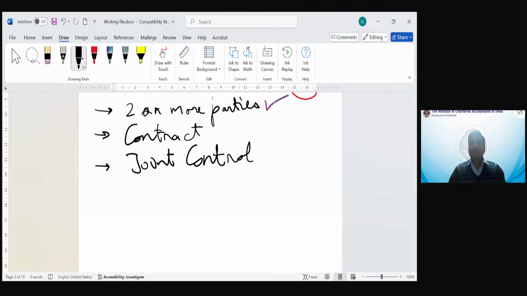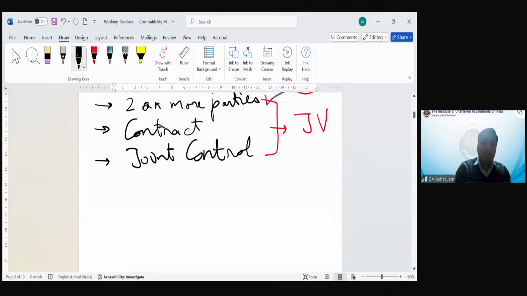Okay, now the moment we have all these conditions fulfilled, what do we say? That the investee will be a joint venture. Yeah, so let's try to understand this with the help of some examples.